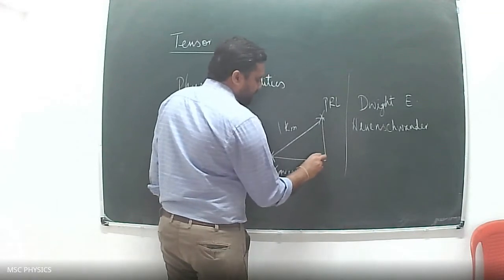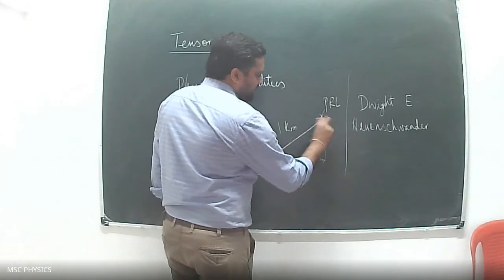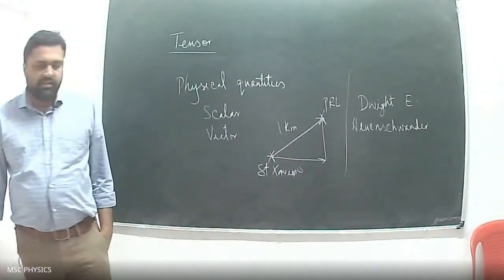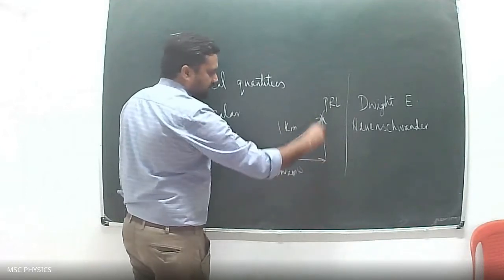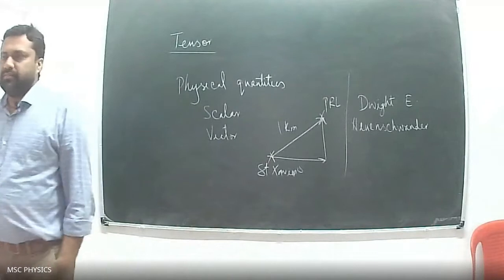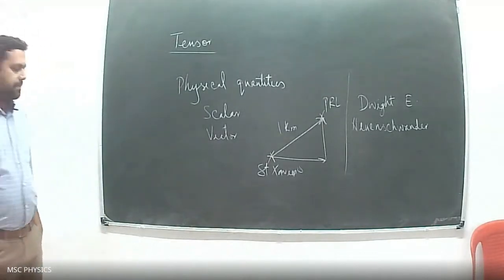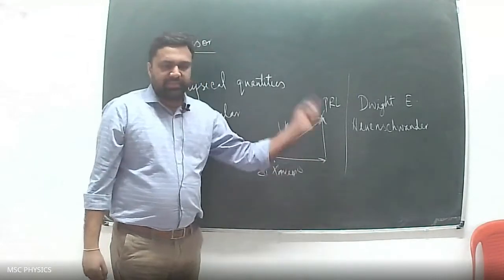I can go in this direction by some kilometer or fraction of kilometer, and in this direction. So this is the vector sum of this. This is one vector, and this is the vector sum of the two vectors, right? So this is another way of describing the direction.